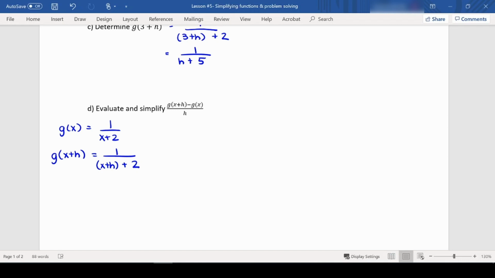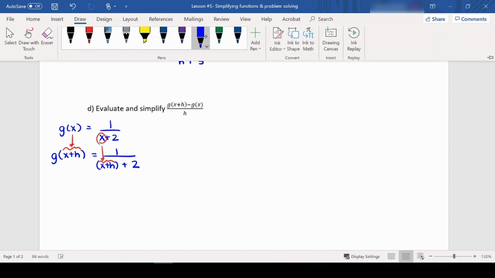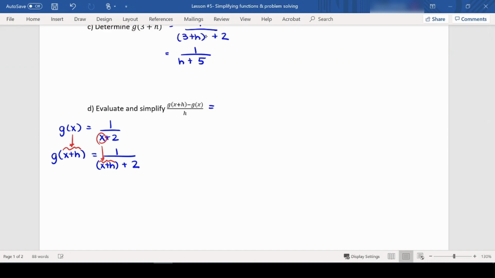Again, if I replace this x with an x plus h, this x must be replaced with an entire x plus h. Once I do that, now I can actually plug those into here. So g of x plus h minus g of x is 1 over x plus h plus 2 minus 1 over x plus 2, all over h.